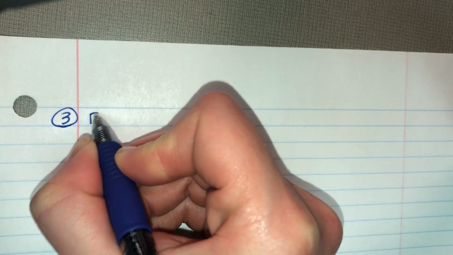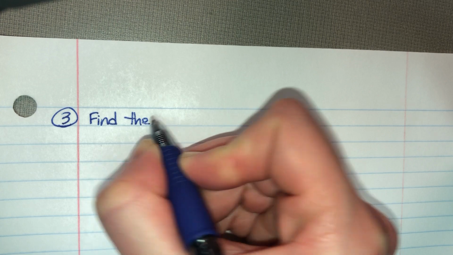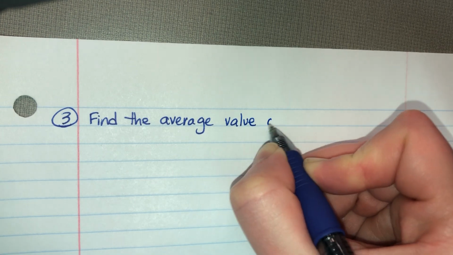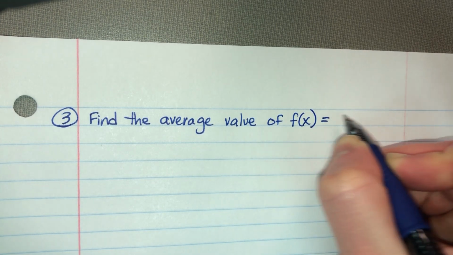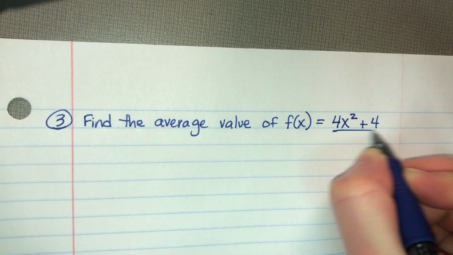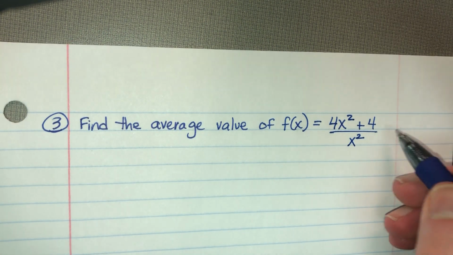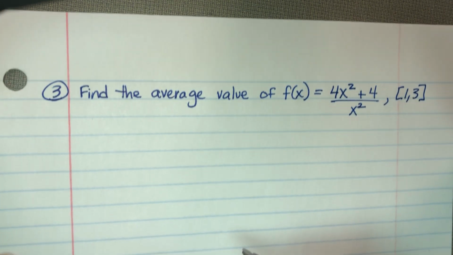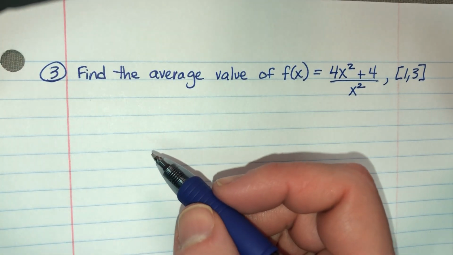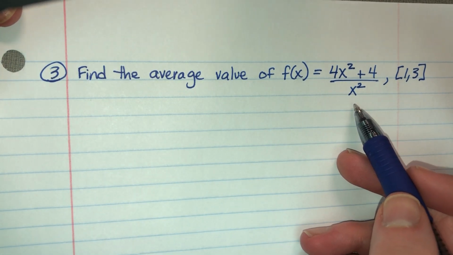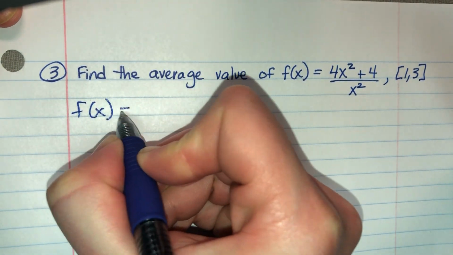All right. Next, we'll do number 3. Find the average value of f of x equals 4x squared plus 4 divided by x squared, and this is going to be on the interval from 1 to 3. So we're going to need to use that same formula, but do you see this function is not really set up very well for integrating? Let's think of how else we could write this.